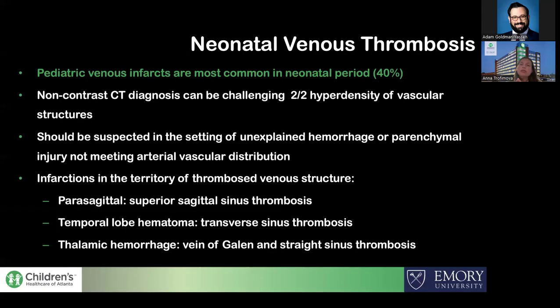And then infarcts in the territory of the thrombosed venous structures also can provide some clues in terms of which venous structures can be involved. For example, parasagittal location will be seen in the thrombosis of the superior sagittal sinus, temporal hematomas in cases of transverse sinus thrombosis, or thalamic hemorrhages in case of vein of Galen and straight sinus thrombosis.